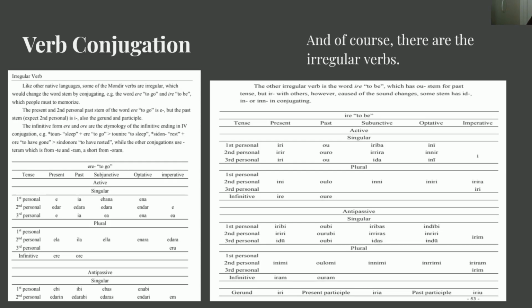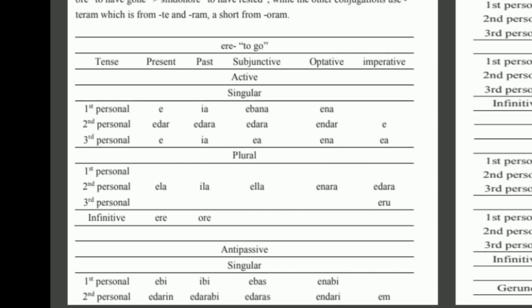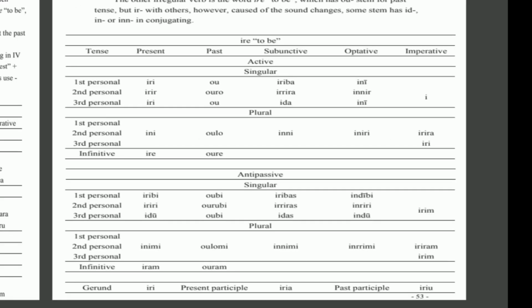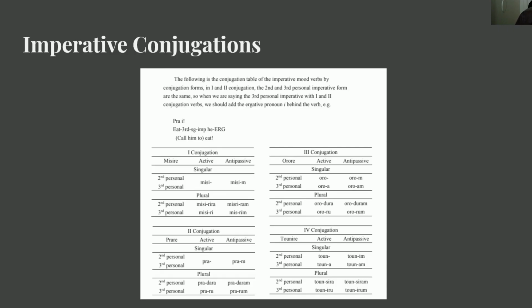So there's irregular verbs. This verb ere, to go, and to be, some of the most common verbs, are going to have the most irregularity. So the other irregular verb is ire, which is to be. They have imperative conjugations for commands.